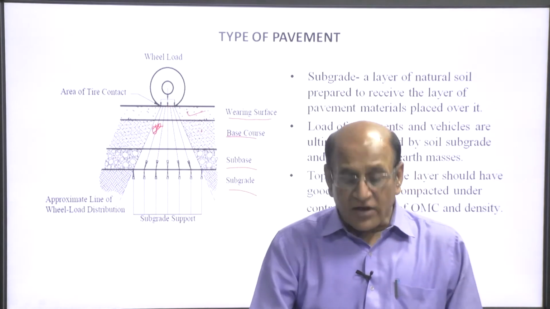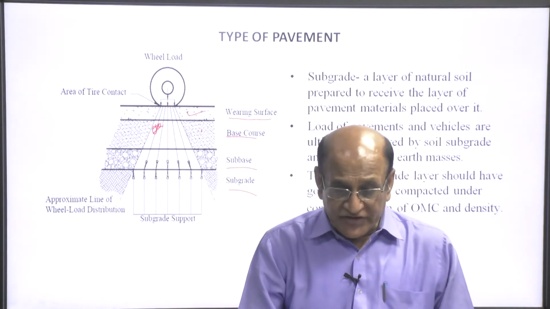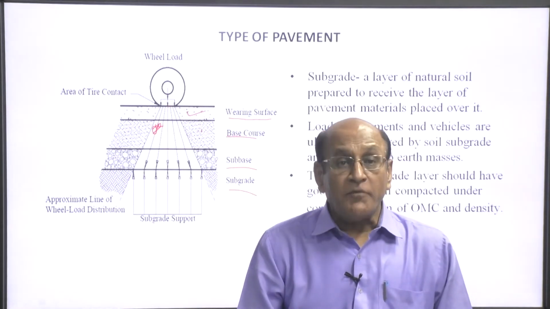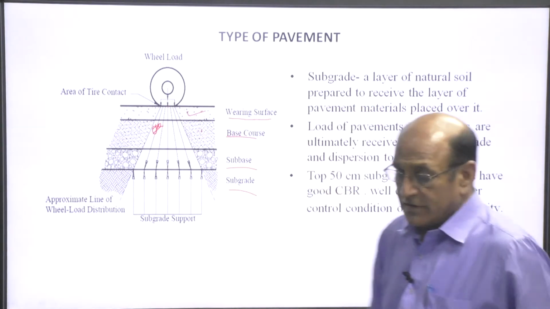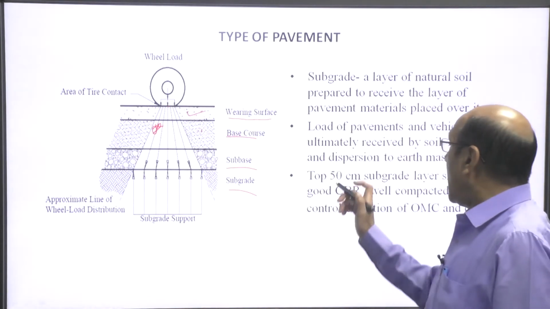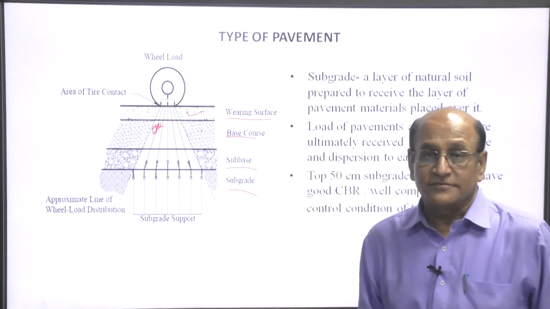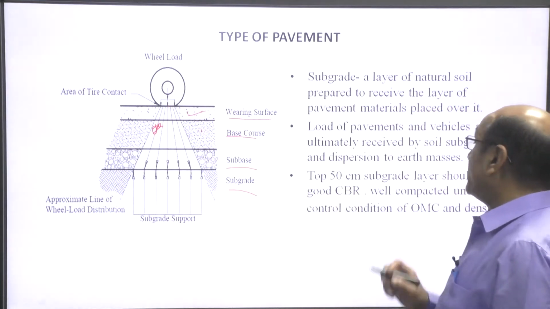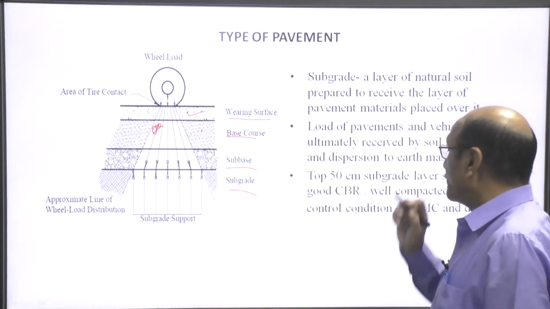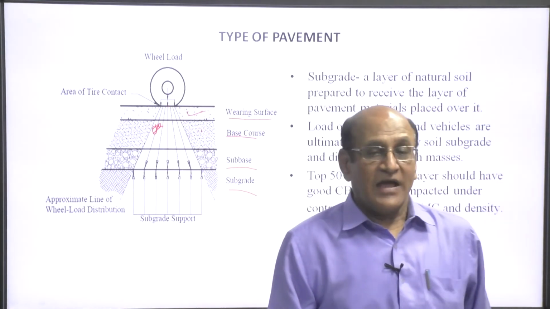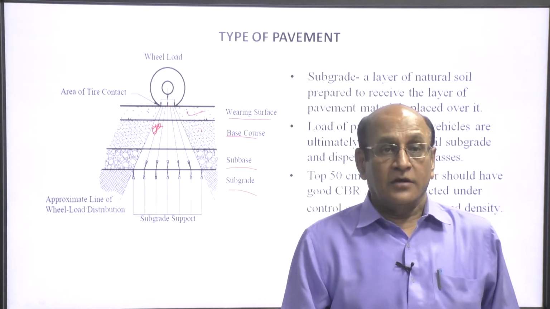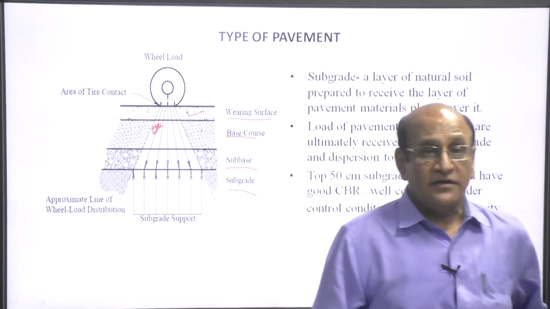The subgrade is a layer of natural soil prepared to receive the layers of pavement material placed over it. The load of the pavement and the vehicle are ultimately received by the soil subgrade and dispersed to the earth mass. The top 50 centimeter of the subgrade layer should have good CBR. As per MORTH specification, below the sub base, the next layer is the subgrade.